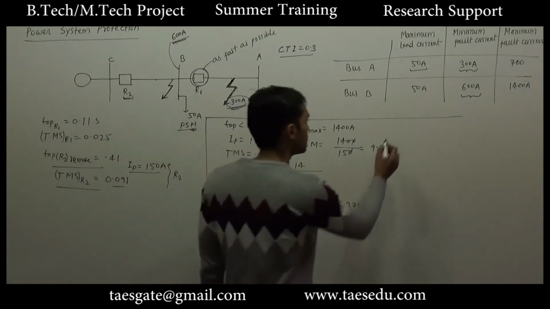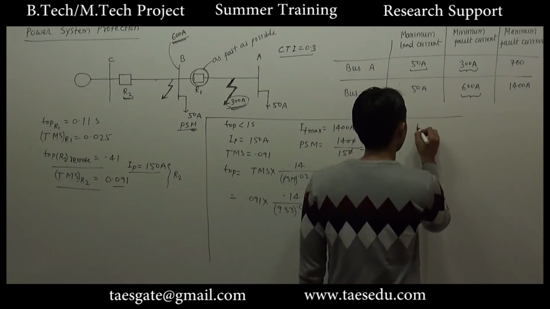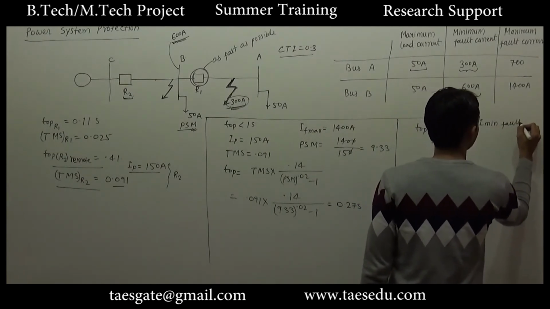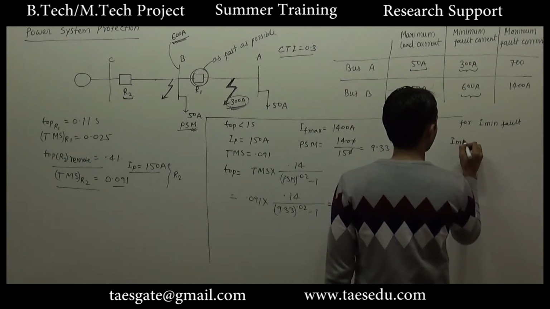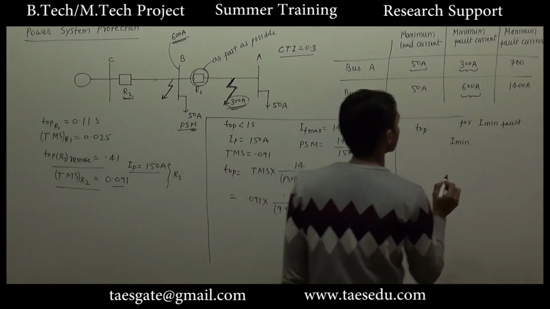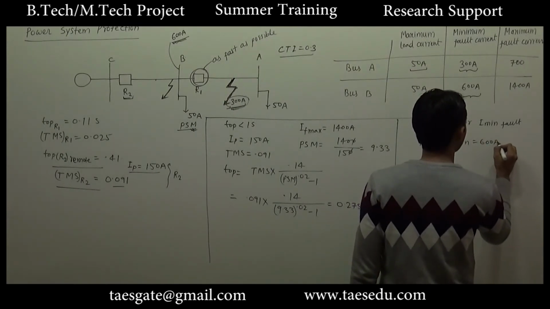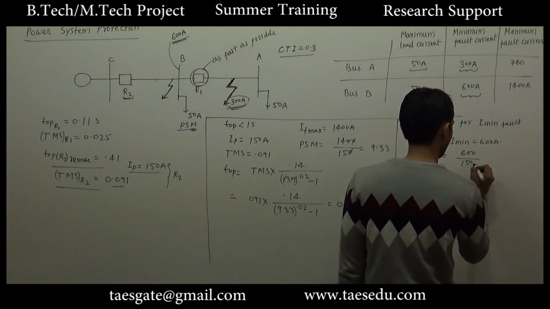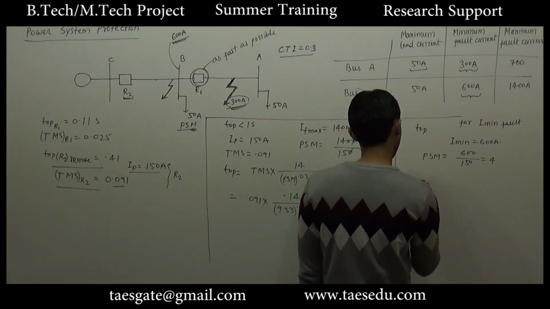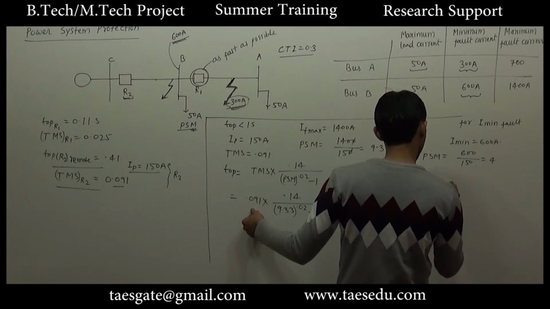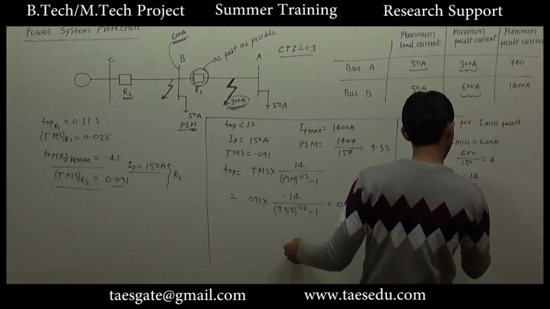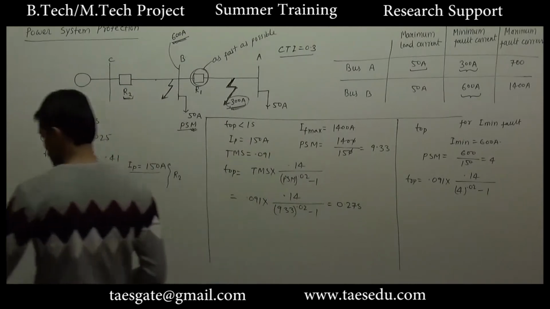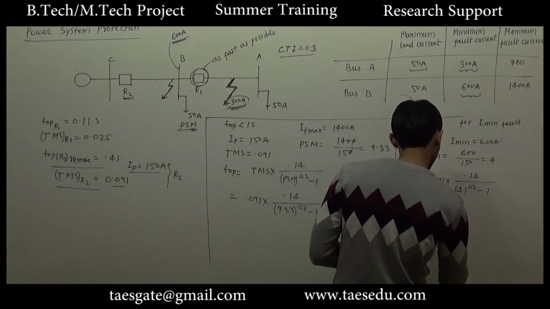Now let us calculate the time of operation for minimum fault current. The minimum fault current for bus B is 600 ampere. So the plug setting multiplier will be 600 divided by the pickup current 150 ampere, that is 4. So the operational time will be TMS 0.091 × 0.14 divided by 4 to the power 0.02 minus 1. This is 0.45 second.